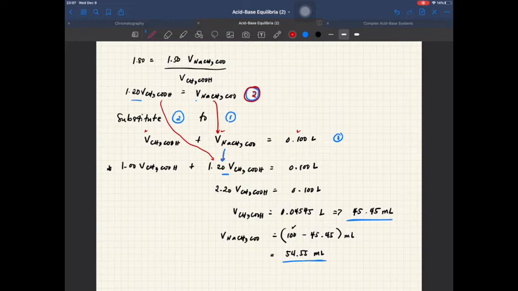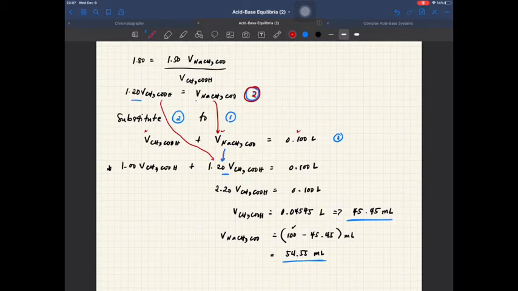Finally, since the total volume of the solution would be 100 ml, we can just calculate the volume of sodium acetate by subtracting 45.45 from 100 ml. The resulting volume of sodium acetate would then be 54.55 ml. Okay, so these are the two ways to prepare a buffer solution.